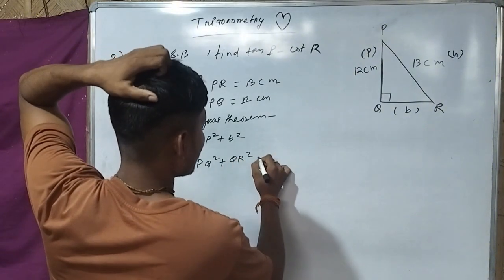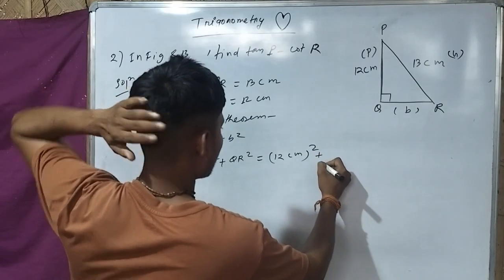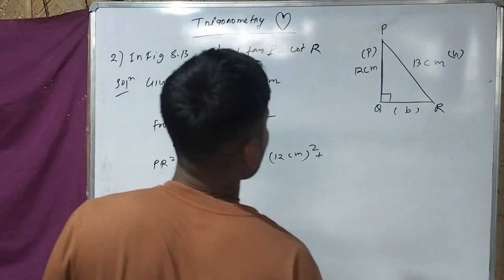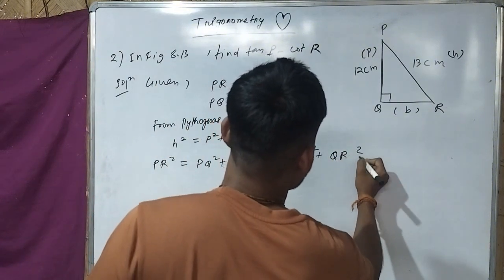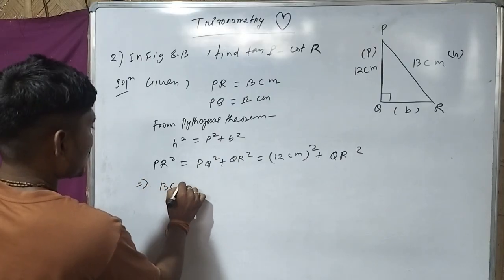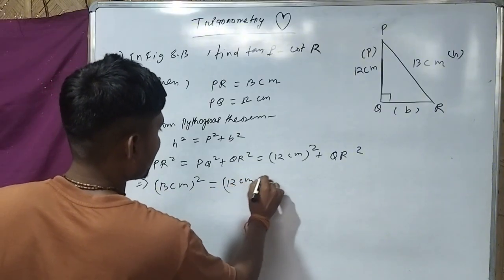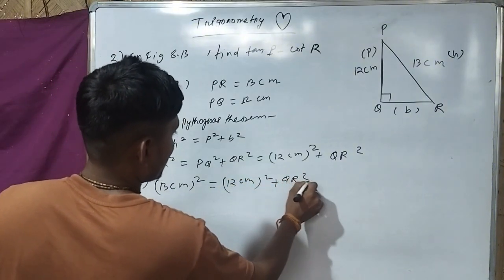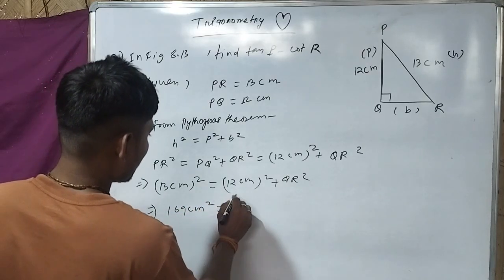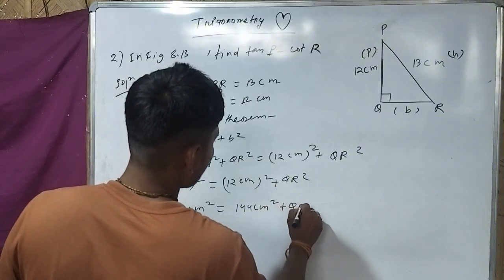So PQ is how much, given? 12 centimeter whole square plus QR square, which we have to find out. And what is PR given? PR is 13 centimeter, so 13 centimeter square equals 12 centimeter square plus QR square. Now 13 square is 169 centimeter square, and 12 square is 144 centimeter square, plus QR square.